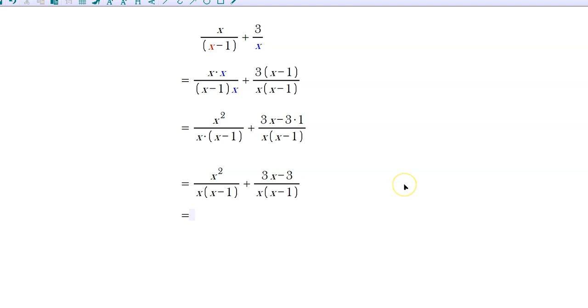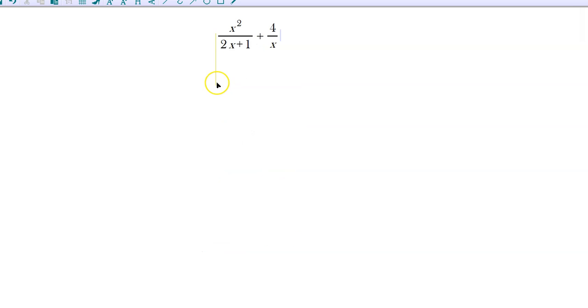Now just, because the bottoms are already the same, what you can do is you can say equals, and you're going to have x squared plus 3x minus 3 divided by x times x minus 1. Copy the bottom only once, and then this would be considered the answer. x squared and 3x minus 3, those terms are all unlike. But remember what makes like terms, right? They have to have the same variable parts. Well, x squared is not the same as x, and definitely not the same as the constant 3. So that's the answer here.